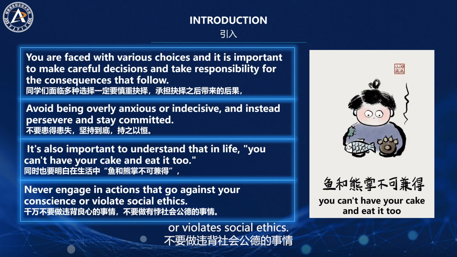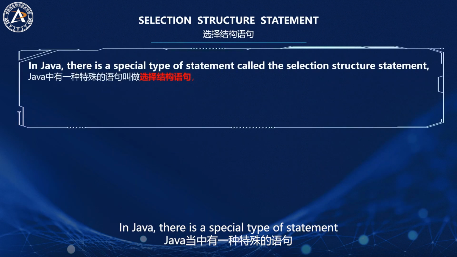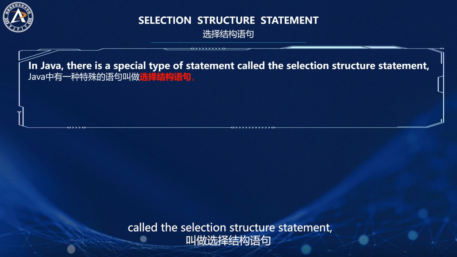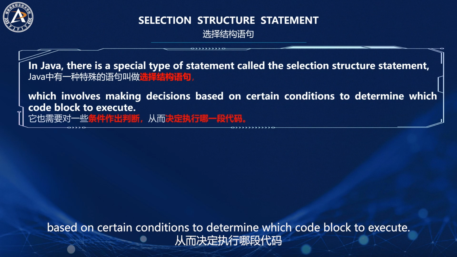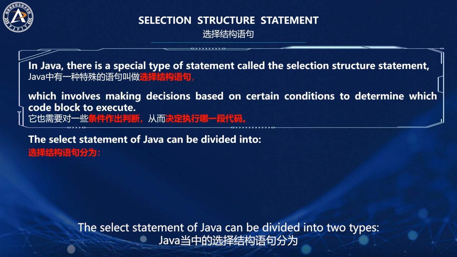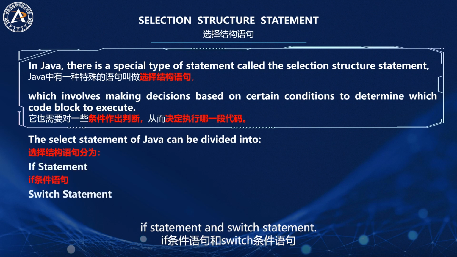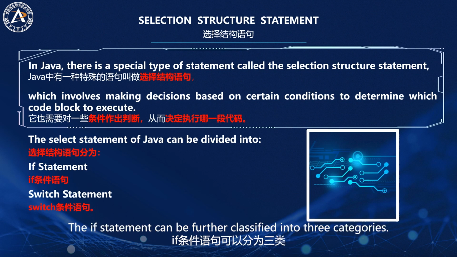There is a special type of statement called the selection structure statement, which involves making decisions based on certain conditions to determine which code block to execute. The select statement of Java can be divided into two types: if statement and switch statement. The if statement can be further classified into three categories.